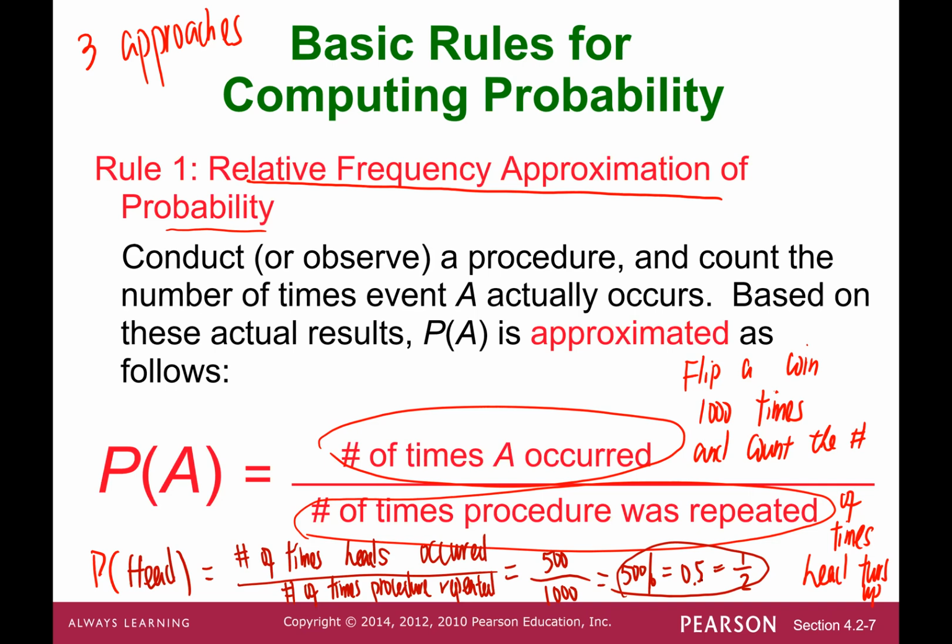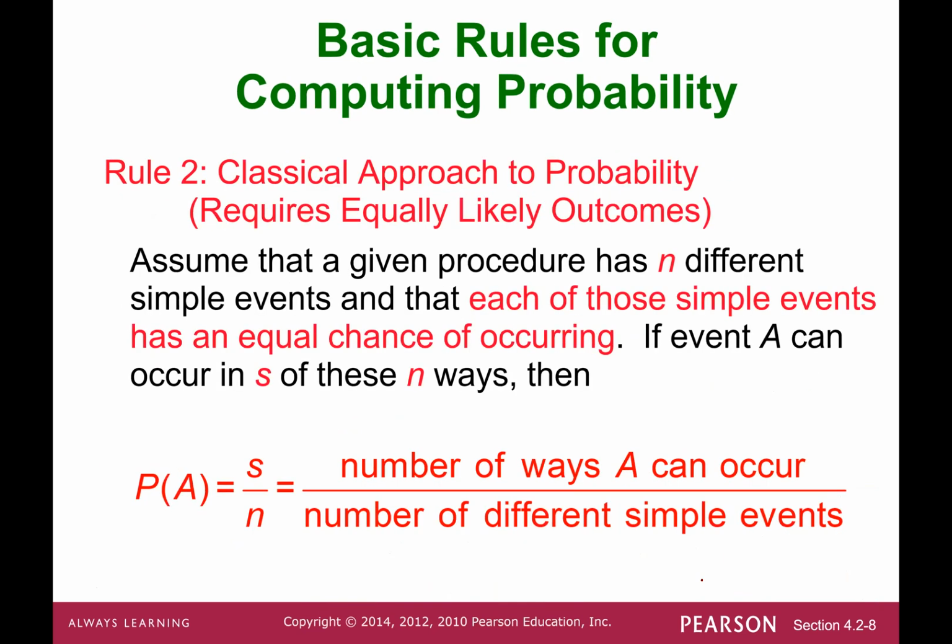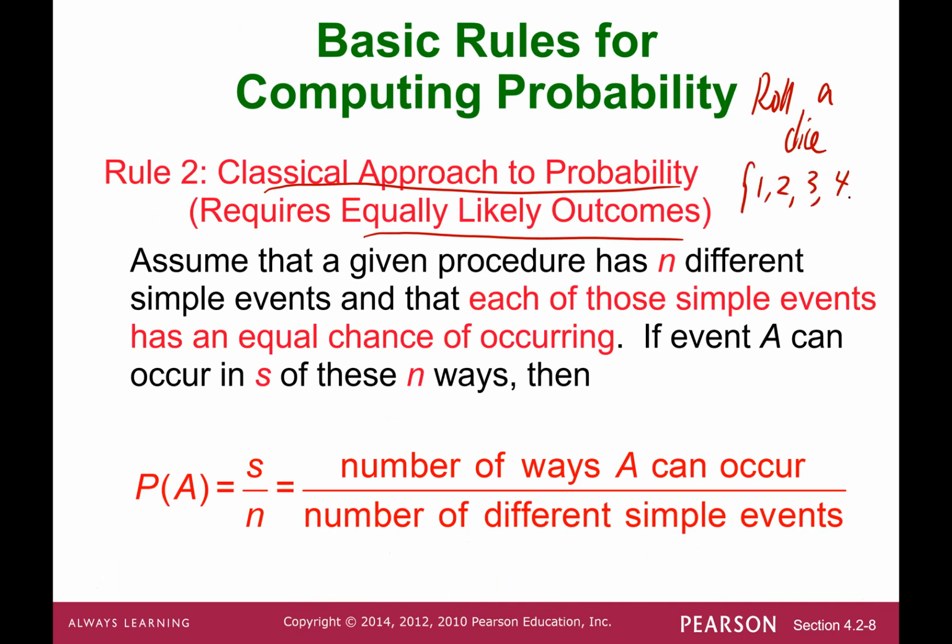Okay, so this is the first approach. It's called the relative frequency approach. The second approach is called the classical approach to probability, and this requires equally likely outcomes. So think about rolling a die. We know that we have 6 outcomes: 1, 2, 3, 4, 5, 6. Assuming this is a fair die, meaning it's not loaded, each of these outcomes has the same chance of occurring, meaning they are equally likely.